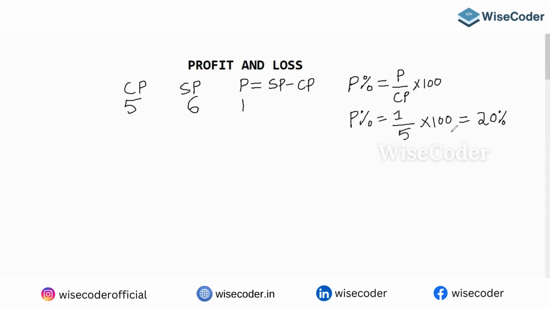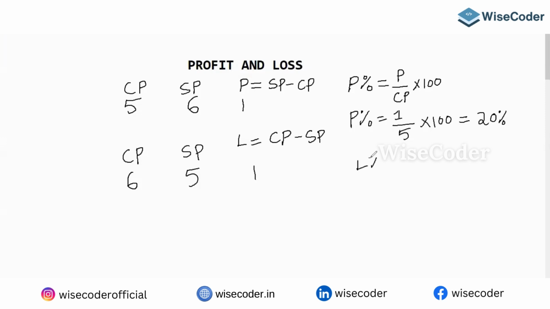Let's take, you bought one article for 6 rupees. You sold it for 5 rupees. So 6 rupees is your cost price. 5 rupees is your selling price. So what is the loss now? The loss is nothing but 1 rupee. But how does the loss come into the picture? Cost price minus selling price.